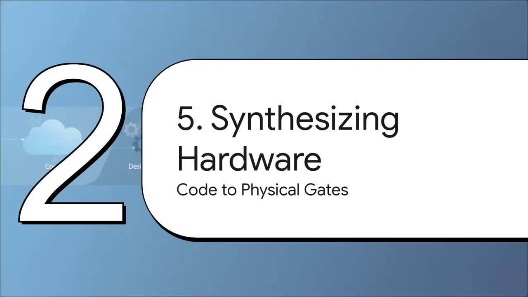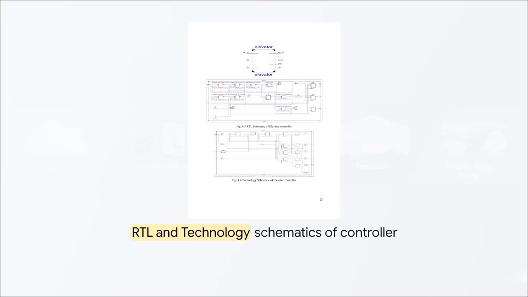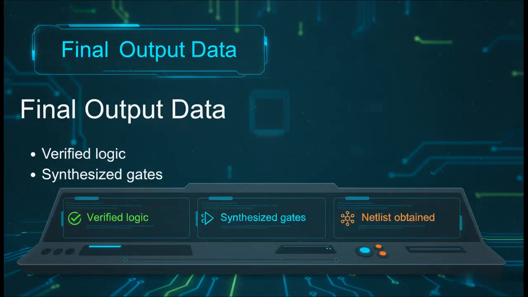Finally, step 5, synthesizing the hardware from code to physical logic gates. Having verified our design, we reach the ultimate payoff of our entire engineering lifecycle, synthesis. Our abstract Verilog code is successfully translated into a physical architecture, generating what's called a gate-level netlist. The intricate RTL and technology schematics show exactly this, where the boxes and wires represent actual physical electronic components and the connections between them.